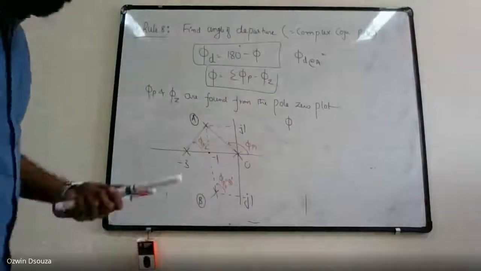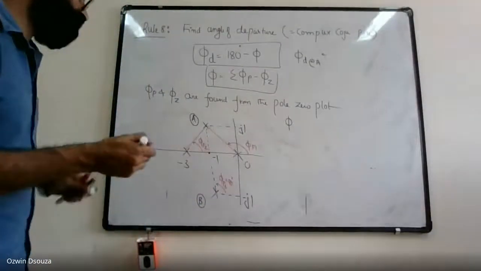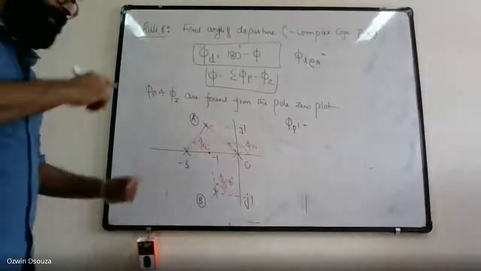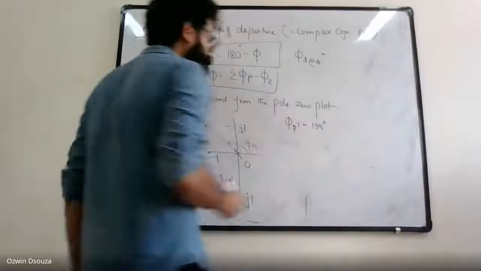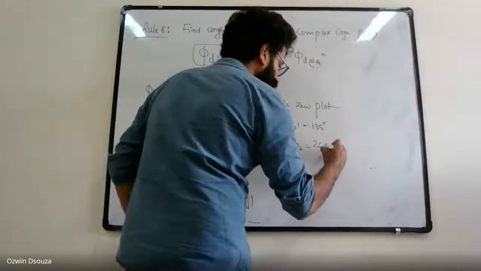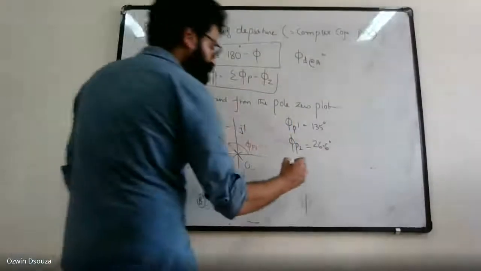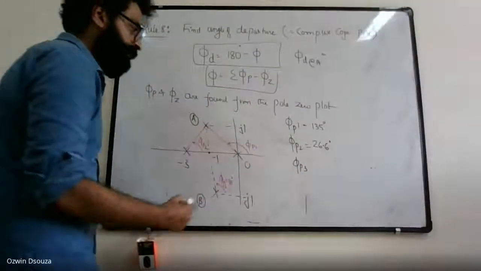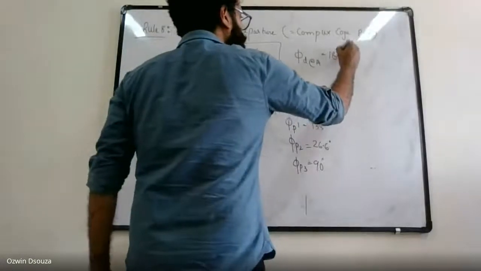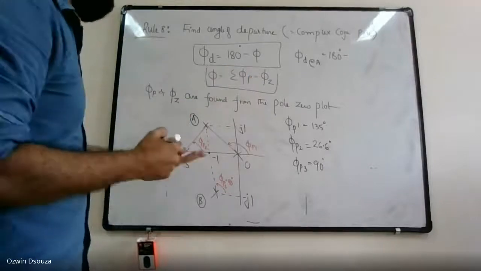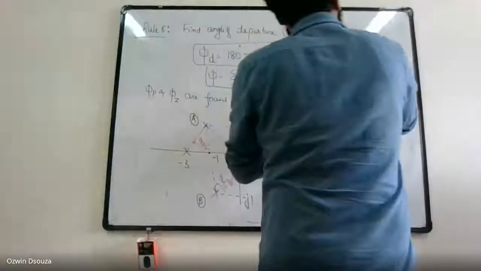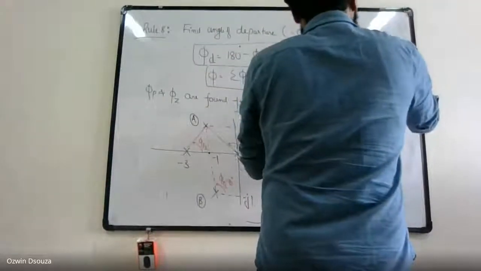Once you have this, you can measure phi p1, phi p2, phi p3. I have measured phi p1; you can try it out. You will get it as 135 degrees. Just place your protractor to measure the angles. Phi p2, you will get something like 26.6 degrees. And phi p3, pretty simple: the conjugate pole will always give an angle of 90 degrees. So phi d is calculated as 180 degrees minus phi, where phi is phi p minus phi z. There is no zero, so phi z is 0 degrees for the given system. So it is 180 degrees minus 135 degrees minus 26.6 degrees minus 90 degrees.